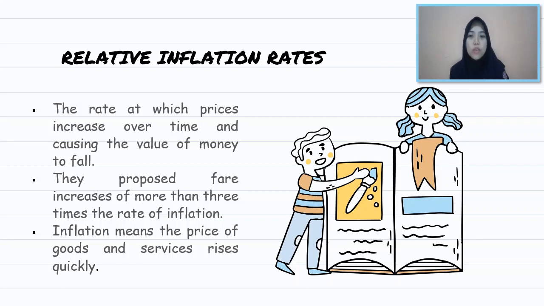So today I want to present about relative inflation rates. Relative inflation rate is the rate at which prices increase over time, causing the value of money to fall. They propose fair increases of more than 3 times the rate of inflation. Inflation means the price of goods and services rises quickly.